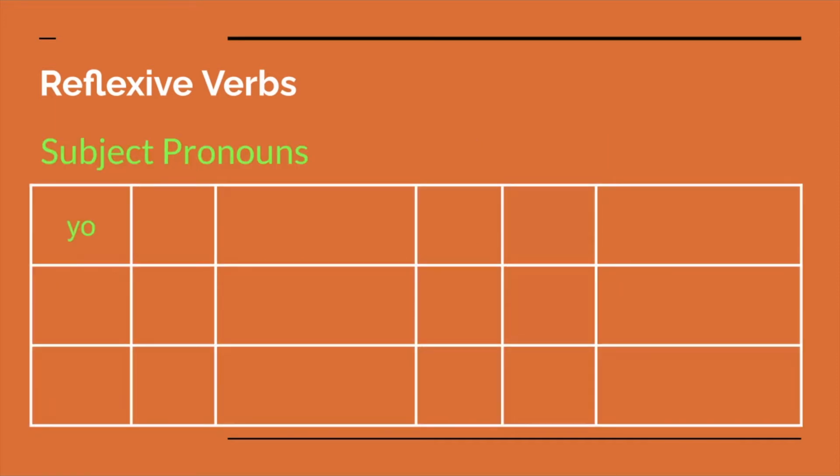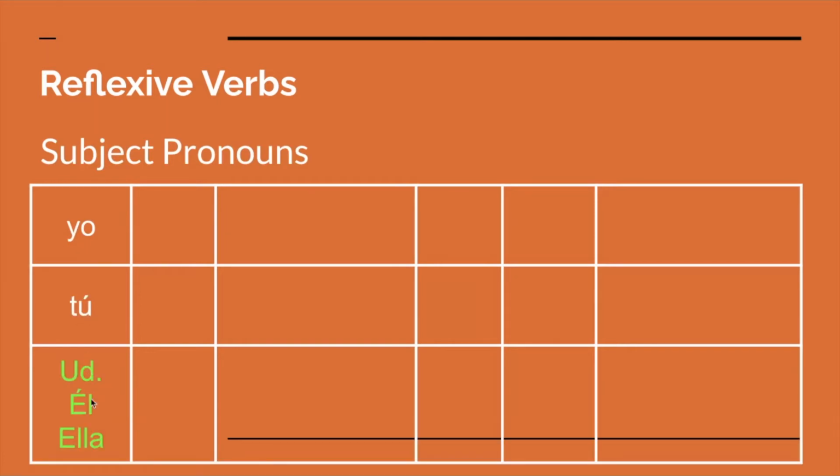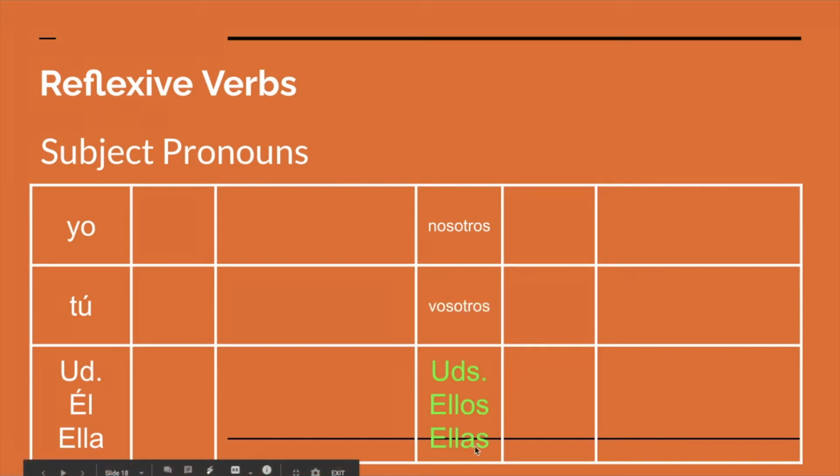So what happens is, let's go ahead and review with our subject pronouns. You guys remember how we would do verb charts. So let's fill these in with the yo. The next one would be tú, and then usted, él, ella, nosotros, vosotros, and then we'll have the plurals over here of ustedes, ellos, and ellas.